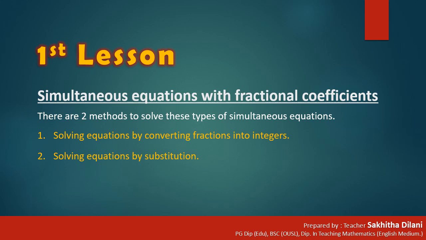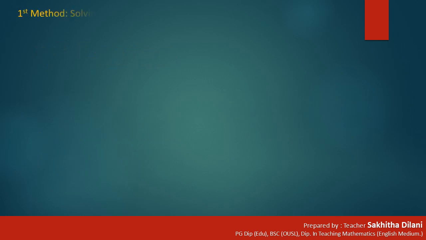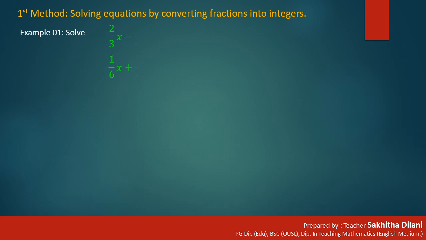You know that simultaneous equations having fractional coefficients are known as simultaneous equations with fractional coefficients. The first method, solving equations by converting fractions into integers. You are given two equations. First, you have to name the two equations as first and second. According to this method, the LCM of the denominators of each fraction in each of the equations has to be found separately to convert fractional coefficients into integral coefficients.